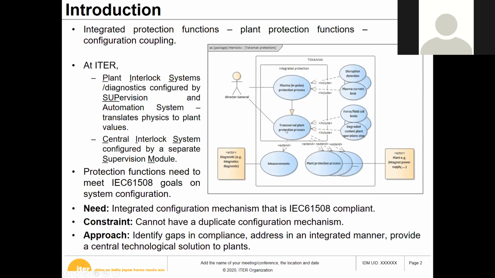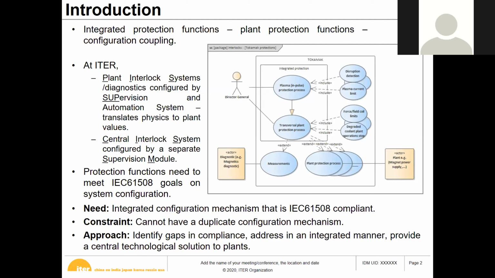This translates to a high level of configuration coupling between the individual protection systems, which are here for each plant, and also with the way an experiment will be performed. One issue that we have is that at ITER we essentially have two configuration systems. For the plant, this is the supervision and automation system, which is overall a conventional system. This system needs to convert physics values to plant configuration values.